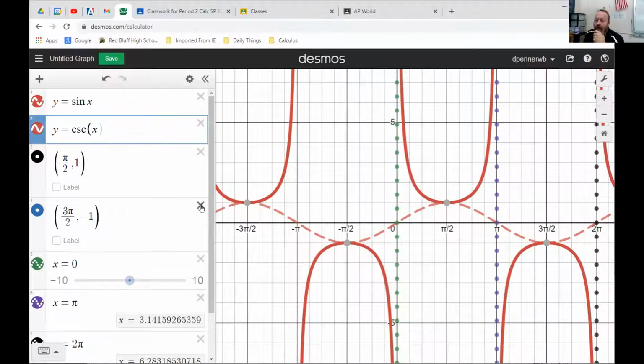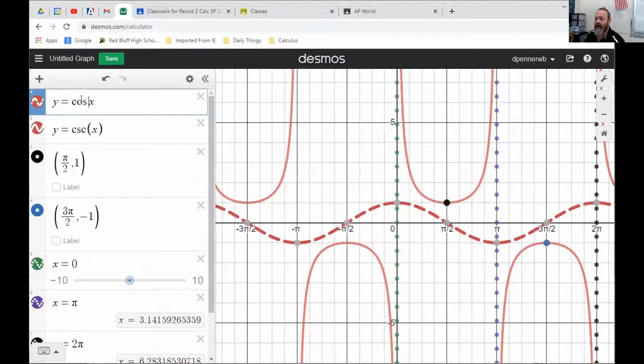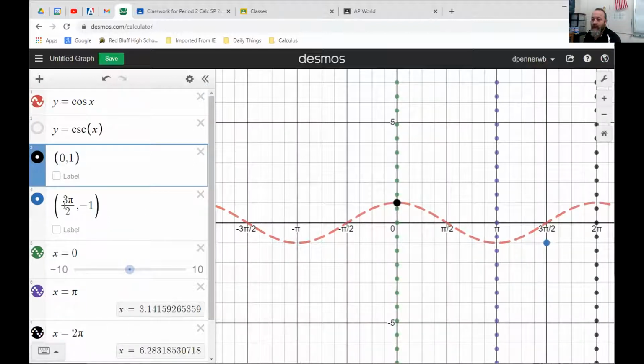But that's what the cosecant wave looks like. Now, when you go to a cosine wave, it's going to look a little bit different. Now, the cosine wave doesn't have maximums at those places. The maximum slides over. Its maximum was at 0, and its minimum happened at pi.